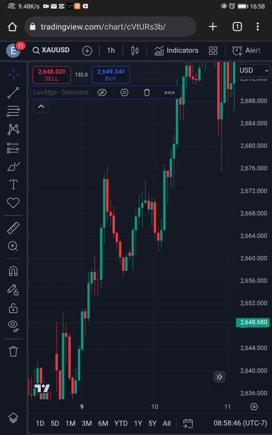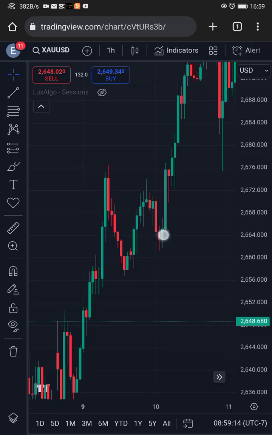And second, we have to use an indicator called London session, because your entry will be done during London. So apart from that, you have to set your indicator up. I'm a Nigerian, but if you are not in Nigeria, you set it according to your time zone over there. So let's get straight to the strategy.